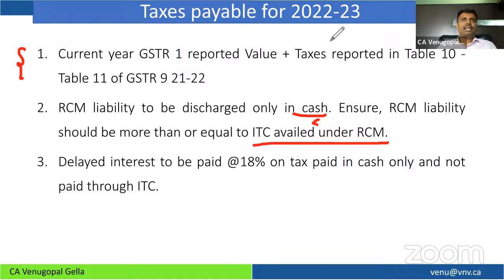In case you have identified that some taxes you need to pay are short paid and you are paying now, then you have to pay with interest. At what rate? 18% per annum, but computed on a daily basis. Let's say if it is not paid for a period of some 25 days, interest would only be computed for 25 days and not for 1 month.